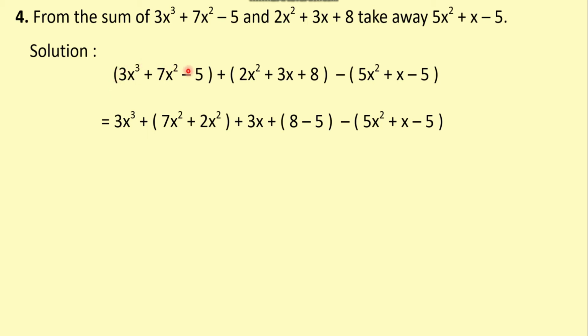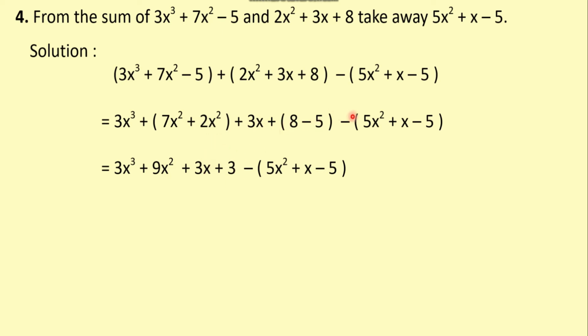I-add muna natin yung dalawa. So, group natin yung mga like terms. Saan yung mga like terms dito? Yung mga x squared. Yung x cubed, wala siyang kapareha. Yung mga x, mag-isa lang yung may x dito. Then, yung mga constant, 8 minus 5. Then, simplify natin. 7x squared plus 2x squared is 9x squared. Then, copy lang yung 3x. Then, 8 minus 5 is 3.